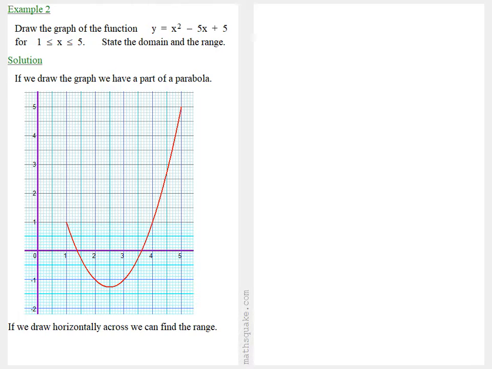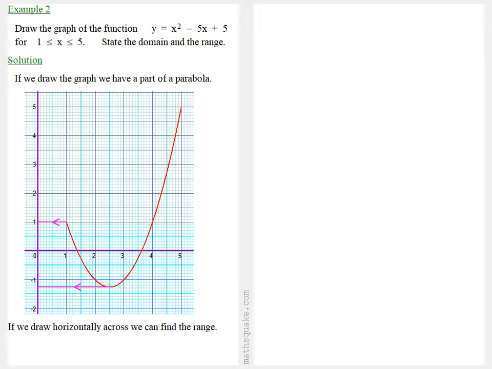But to find the range, we need to draw horizontally across from the curve to the y-axis. Now in the previous example, all we needed to do was draw horizontally from the first point on the line to the last point on the line. But in this case, the first point on the curve is not the lowest point. So we need to find the lowest point on the curve.